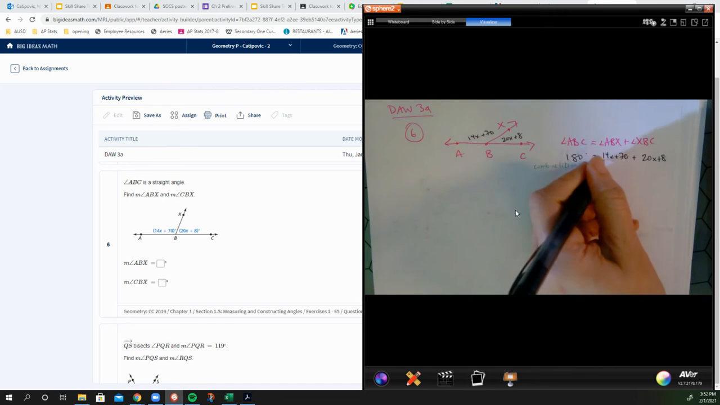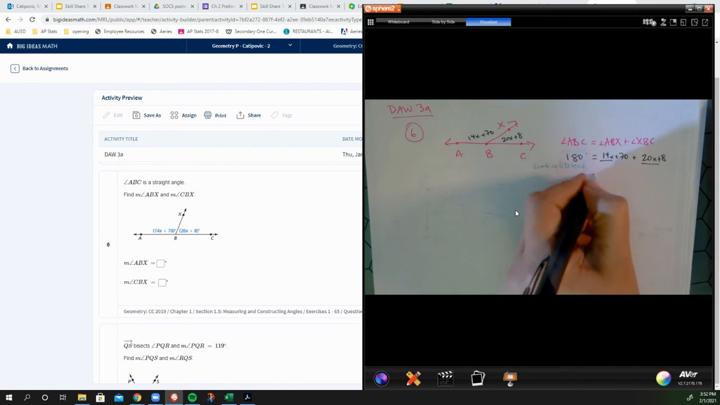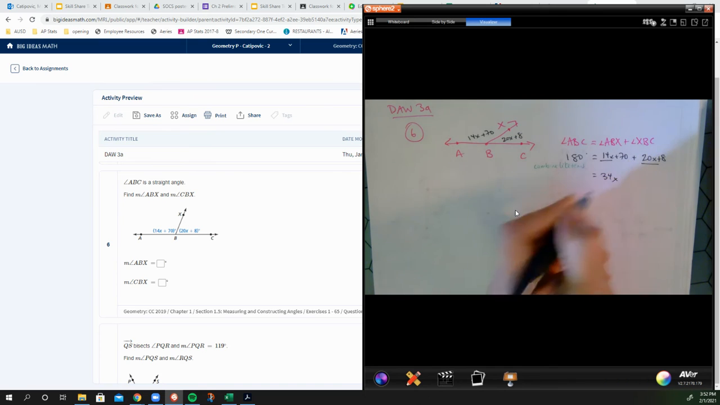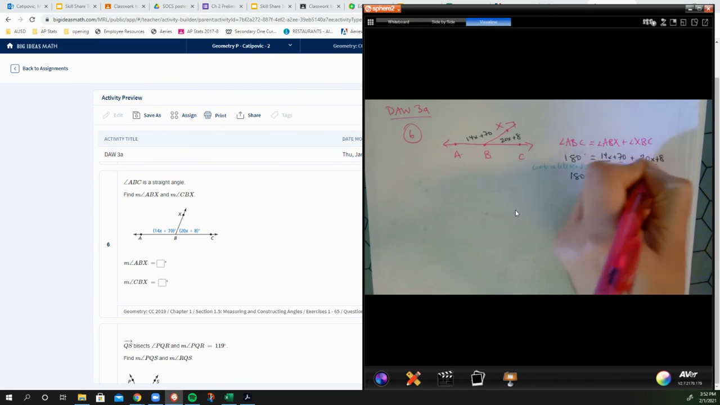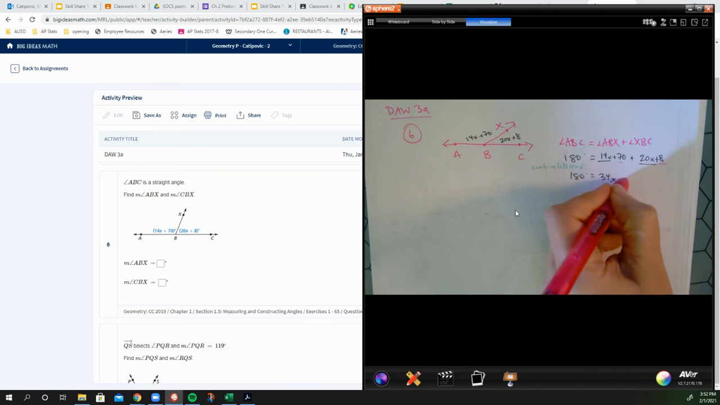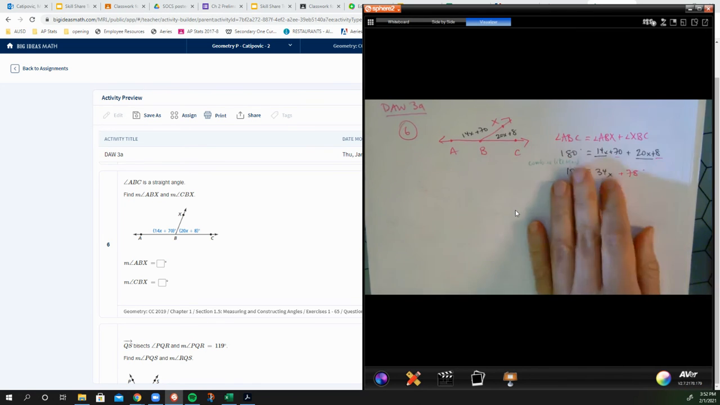All right, so I'm going to combine my x's. I got 14x and 20x, so I'm doing 14 plus 20, 34 x's. And then I'm going to combine the 70 and the 8. They're both positive, so I'm just going to add them, so I get 78 degrees. Awesome, so that got less messy.